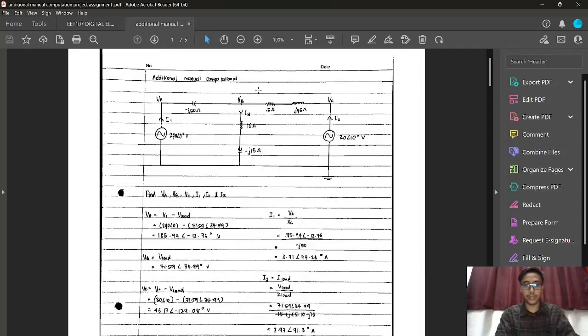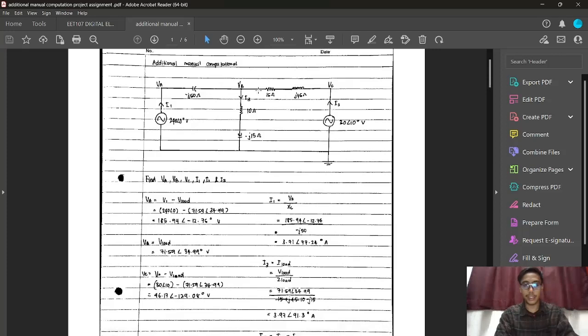First of all, I draw the circuit. From the circuit, I have to find the 6 variables, which are VA, VB, VC, I1, I2, and I3. VA is from E1 until point B load. VB is equal to VA plus E1 minus V load.